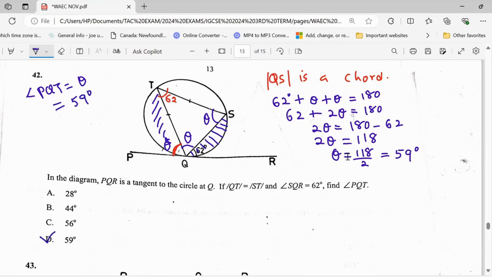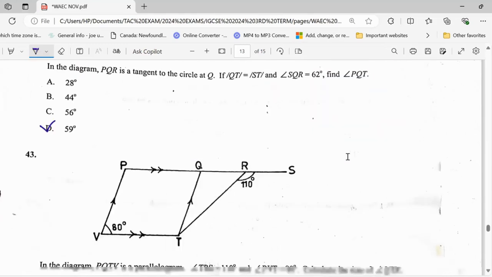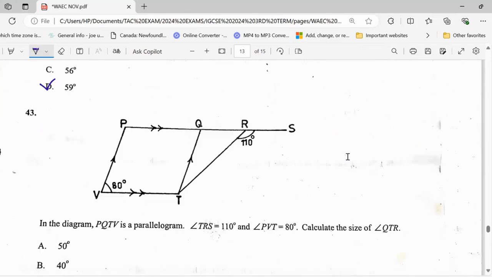And we'll proceed to the next question, which is question number 43. Question 43 says, in the diagram, PQTV is a parallelogram. Now, angle TRS is 110 degrees, which is given, you can see it on the diagram. And angle PVT is 80 degrees. We can also see the 80 degrees here.